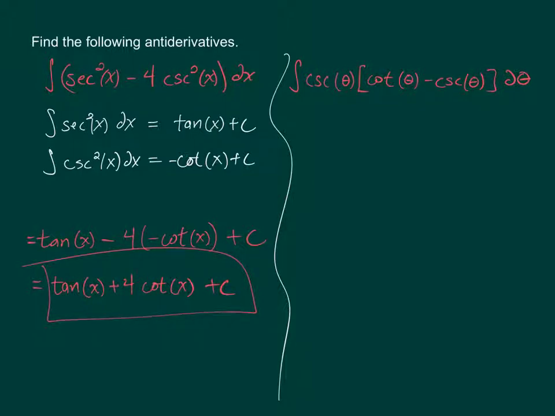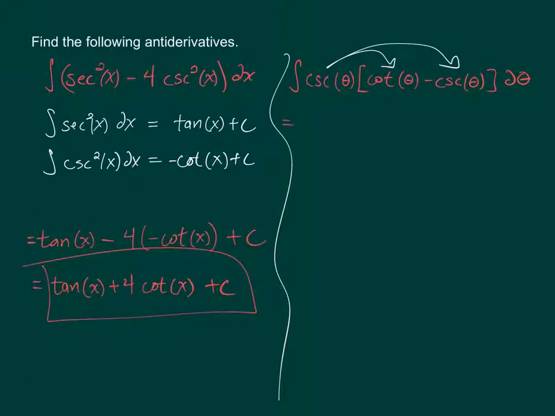All right, in this next example over here on the right, cosecant theta times cotangent theta minus cosecant theta with respect to theta. We need to find this antiderivative. Well, in its current form, we do not know an antiderivative for cosecant or cotangent. However, if you distribute the cosecant to both terms on the inside, you'll see that you get something like this.